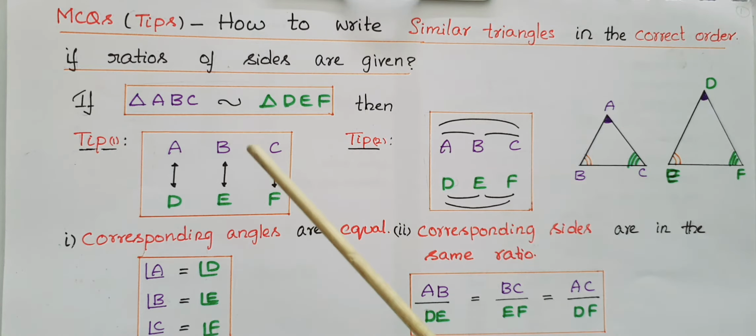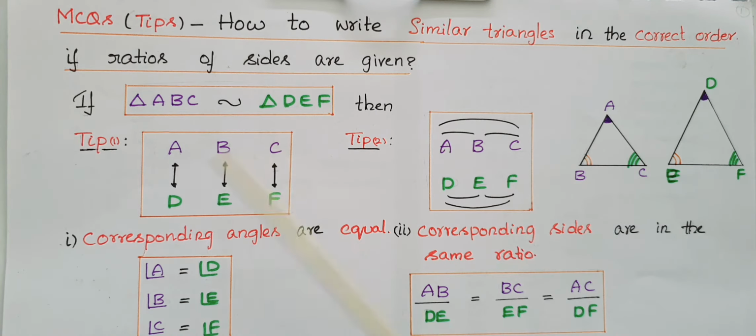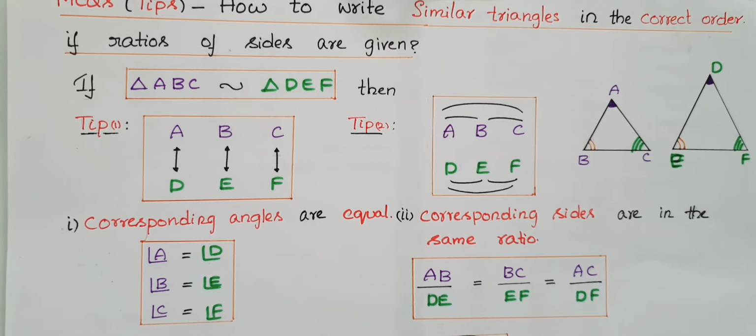So without figure we can directly write the corresponding angles like this. ABC is one triangle and DEF is another triangle, so we can equate the corresponding angles like this. So here corresponding angles are angle A is equal to angle D and angle B is equal to angle E and angle C is equal to angle F, and the corresponding sides here are AB by DE is equal to BC by EF is equal to AC by DF. So we can write directly like this without a figure.